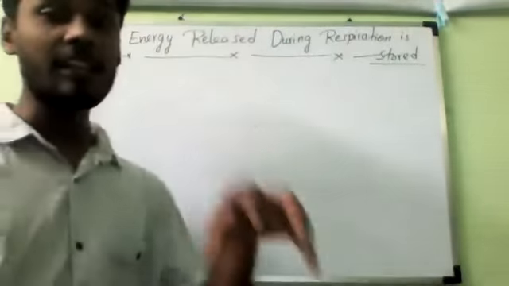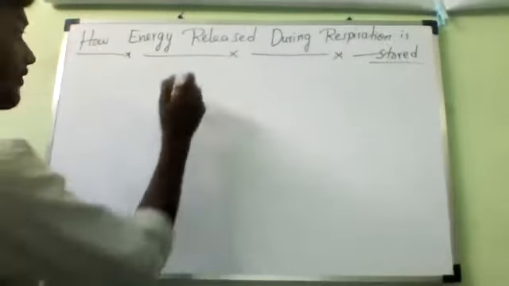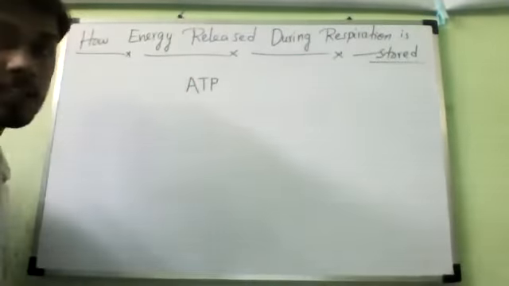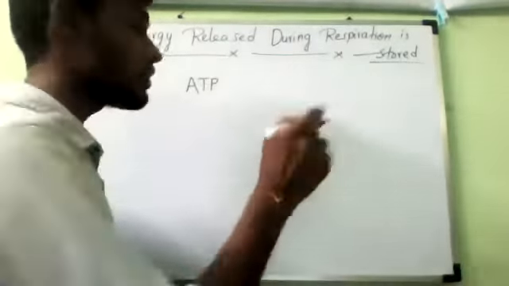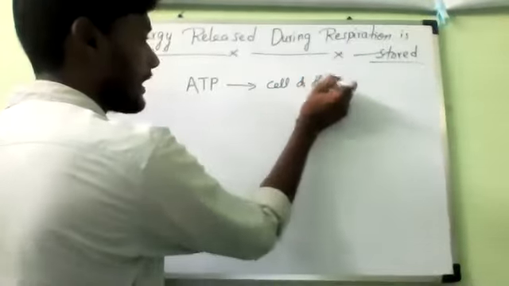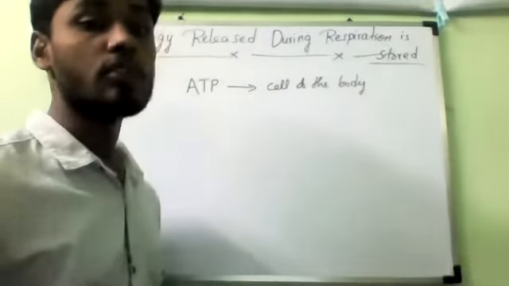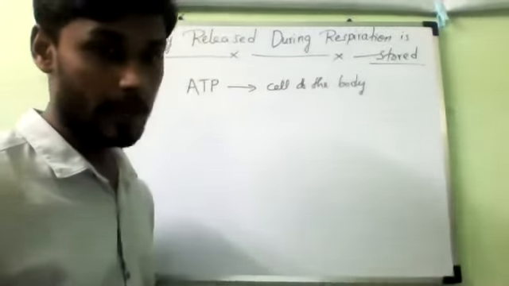Now, the energy produced during respiration is stored in the form of ATP molecules in the cells of the body. Where will it be stored? Inside the cell only. From there it is used by the organism when it is required.